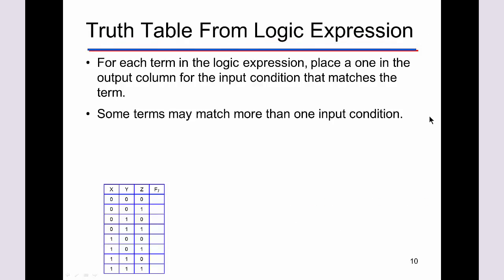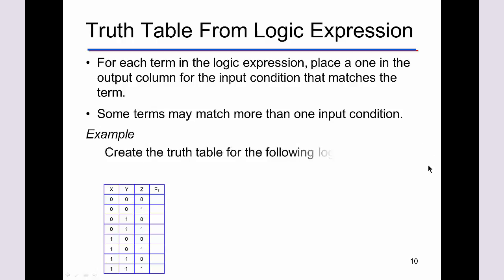Okay, let's go the other way. How about getting a truth table if we're given a logic expression? We do that by looking at each term in the logic expression and placing a 1 in the output column for the input condition that matches that term. Some terms in the expression may match more than one input condition or more than one row on the truth table. Let's try an example.